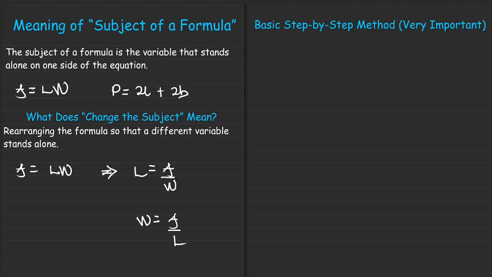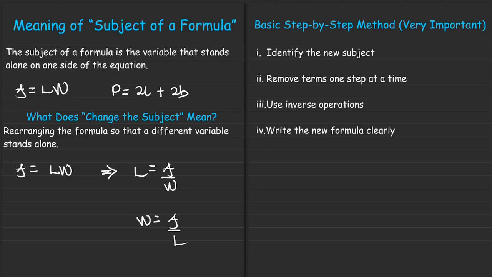When it comes to changing subject, we have four main steps we would want to follow. So here are the steps. First of all, you need to identify the new subject. Let's say you have A equals L times W, then identify what you want to become your new subject. Let's say I want L, which is the length, to be my new subject. After identifying it, we remove the terms one step at a time. So if I have identified L, then I have to remove W.